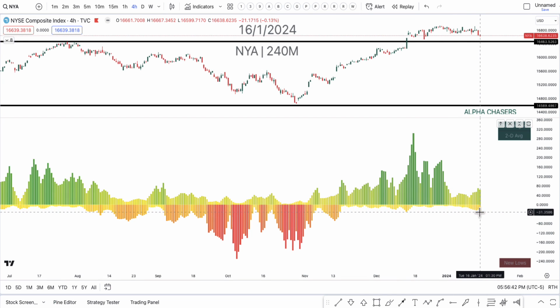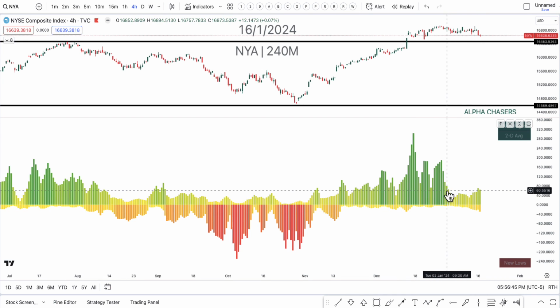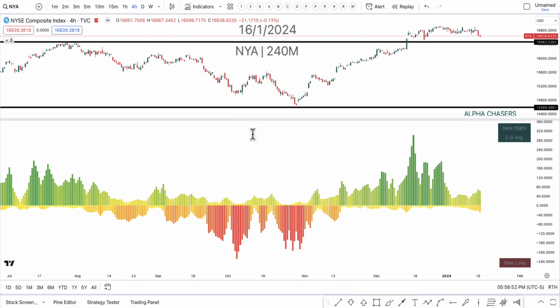See how it's sliding down and you're getting more new lows? See how you're not anywhere near where you were, new highs towards the end of the year, right? So this is what's happening. What does all this mean? The market's getting narrower and narrower.